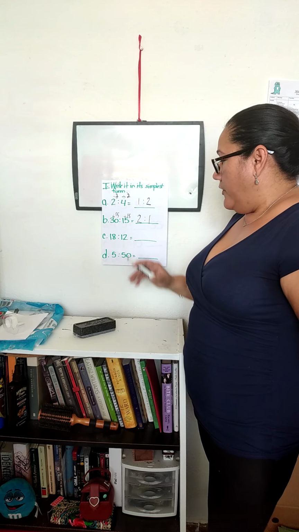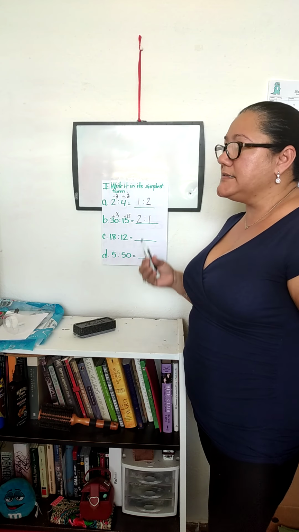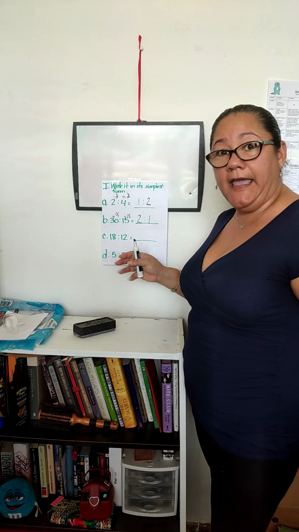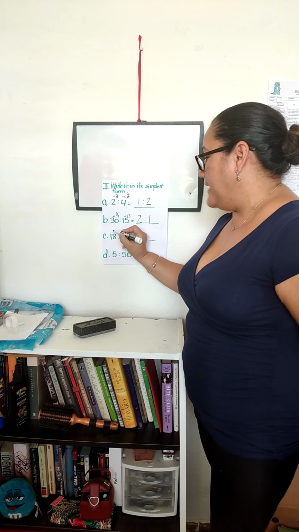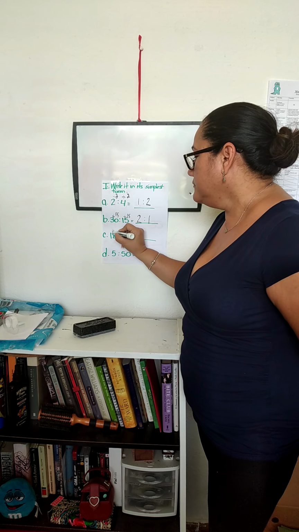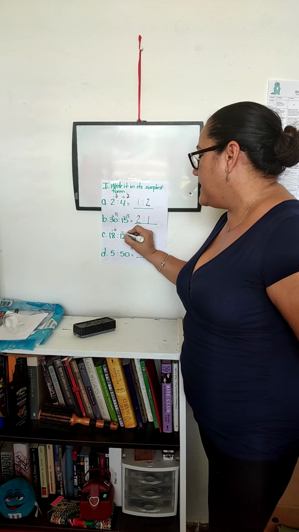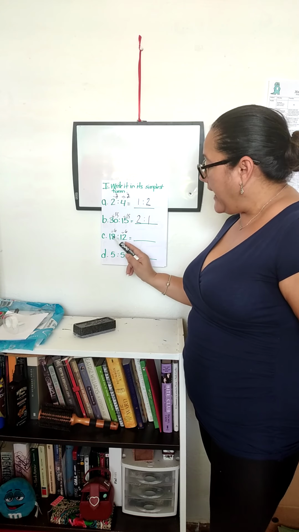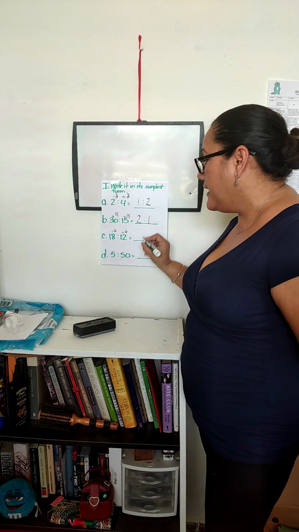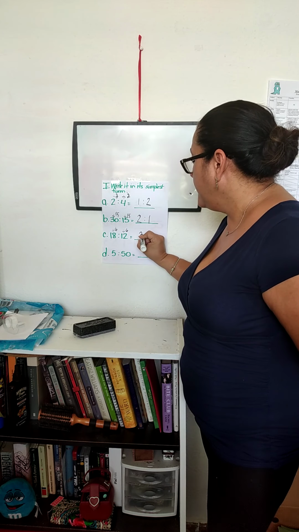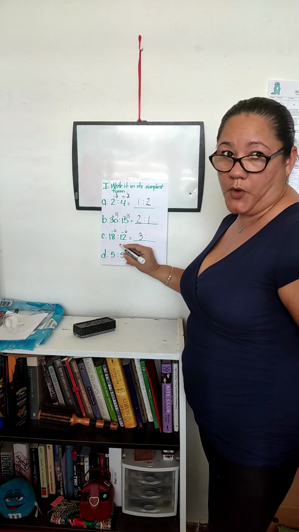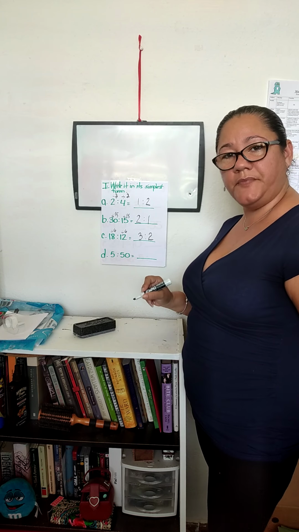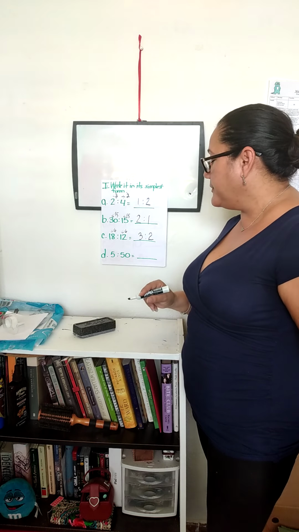18 ratio 12. Think. In what times tables do I have 18 and 12? Well, easy. In the 6 times table. So I divide 18 by 6, and I do the same thing with the 12. I divide by 6. 18 divided by 6 will be 3, ratio 12 divided by 6 will be 2. And that's the fraction simplified.